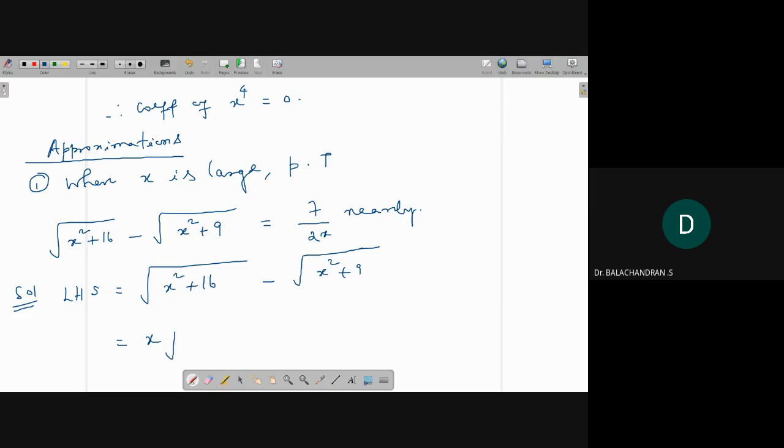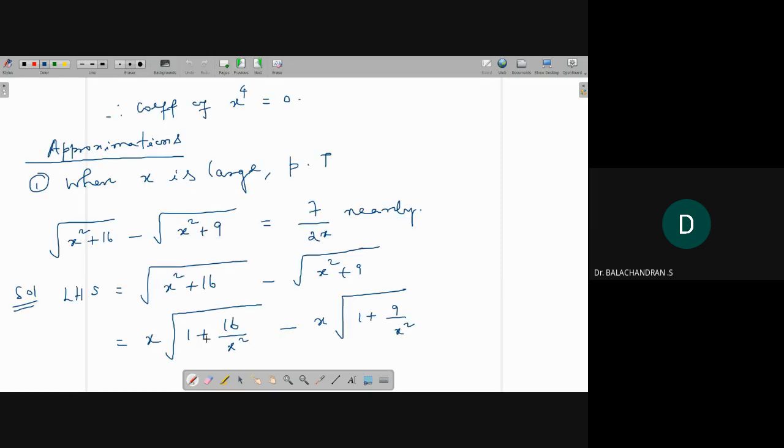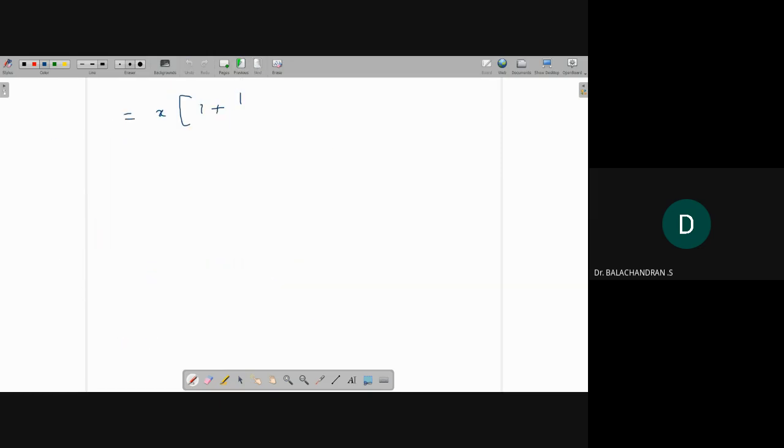So if you take x square out of the root, you have what? x root of 1 plus 16 divided by x square. If I take x square commonly, x into root of 1 plus 9 by x square. So this is equal to x into 1 plus 16 by x square whole power half, minus x into 1 plus 9 by x square whole power half.